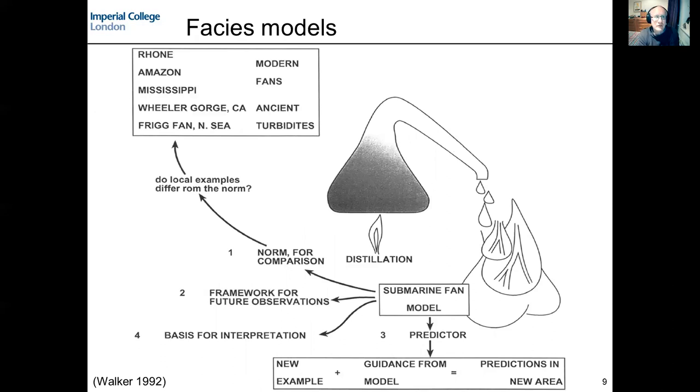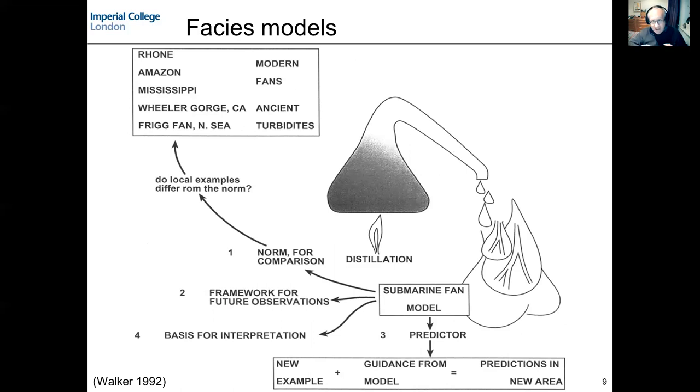Common tools that we use, well, one is facies models. These were developed and popularized by Harold Reading in the late 60s and early 70s. But the idea here is we're looking at modern depositional environments, distilling information about the processes and products in those environments. We're then comparing those modern environments to ancient environments.